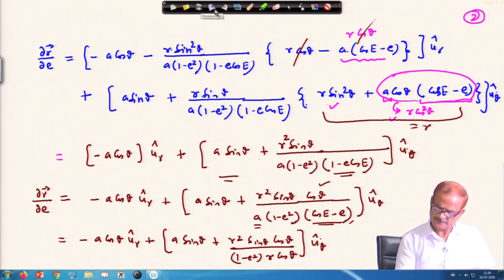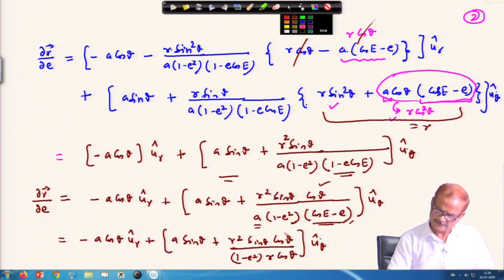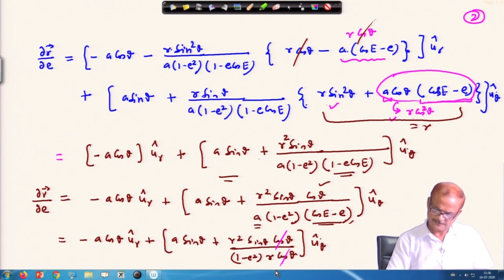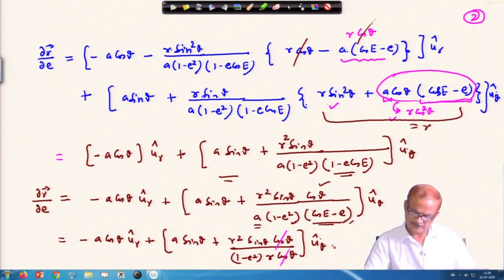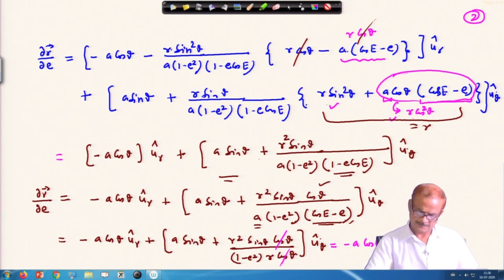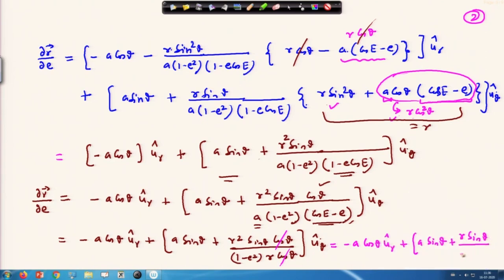So, we have got to this point. Now, cos theta here cancels out. This part and this part cancel out, okay. And r also will cancel out. So, this will get simplified to minus a cos theta u r cap plus a sin theta, r sin theta divided by 1 minus a square, times u theta. Okay, with this substitution now we have got the dou r by dou e.